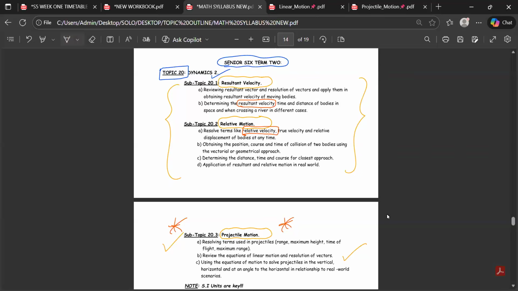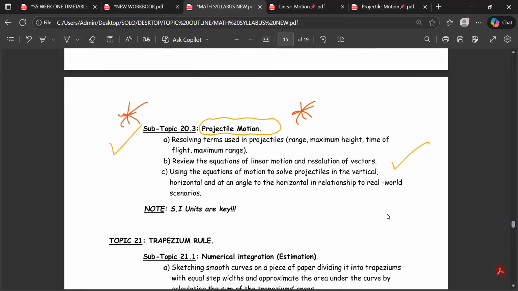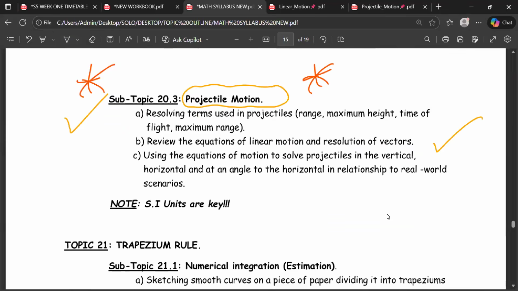So I'm going to have a bigger screen for projectile motion so that we begin our session.